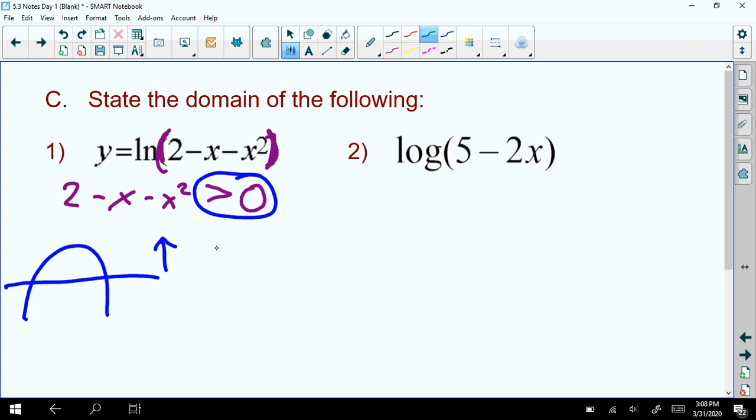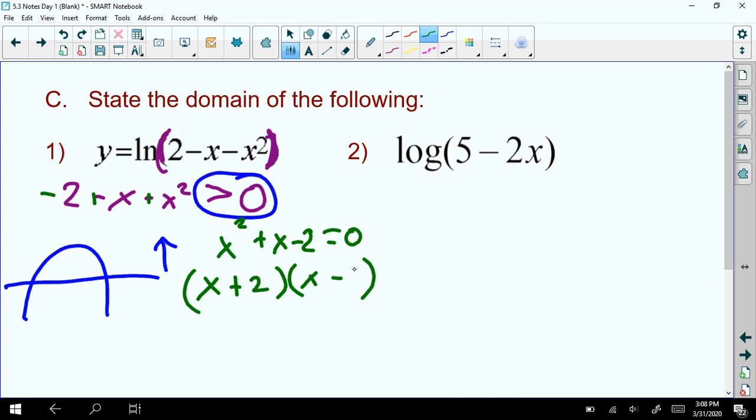So to get those two numbers, we solve it out. I'm going to change all the signs. So it's a positive x squared. So we can factor. Multiply by negative 2, add to be 1 would be positive 2 and a negative 1. So our solutions are x equals negative 2, x equals positive 1. That's what these two numbers are.